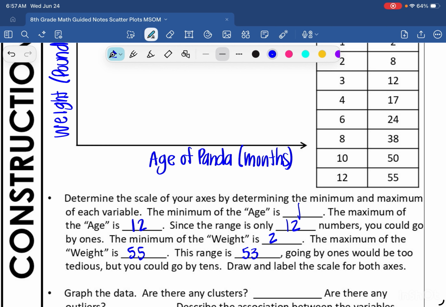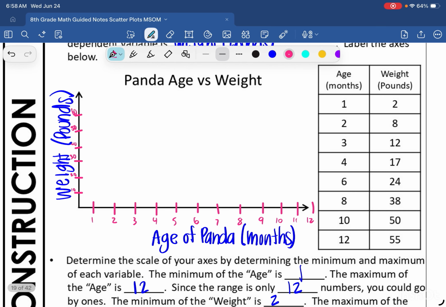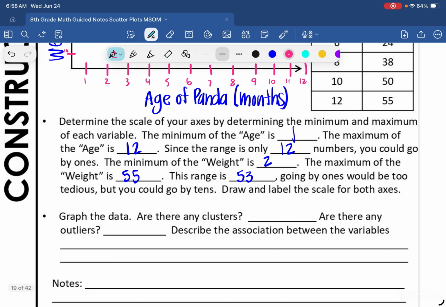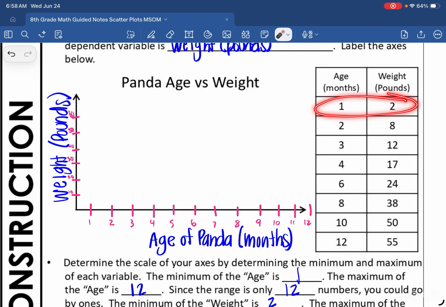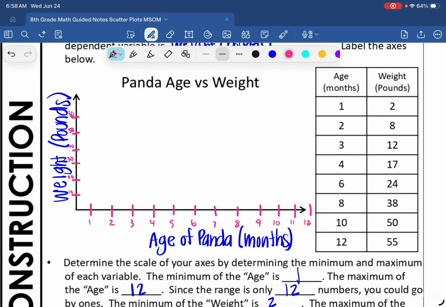Draw and label the scale for both axes. I have drawn and labeled my scale. Graph the data. Okay, so we're going to graph this data right here. So starting with 1, 2. So 1, 2 is going to be about right here. 2, 8.